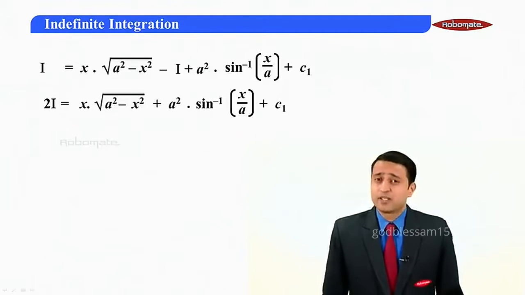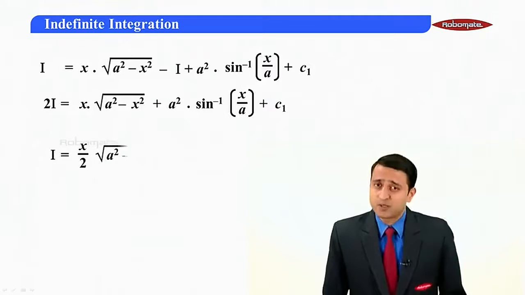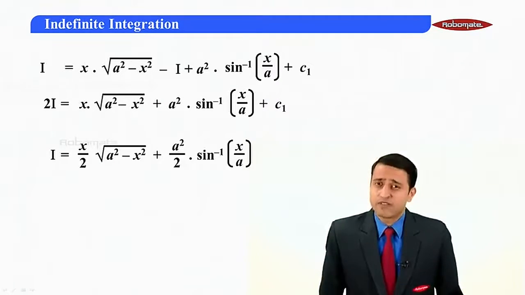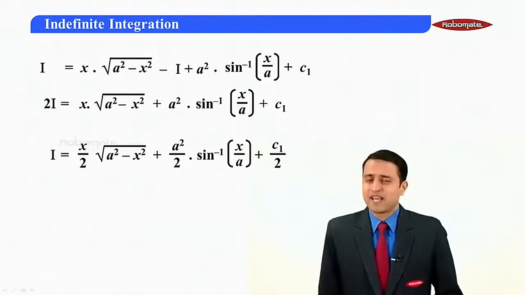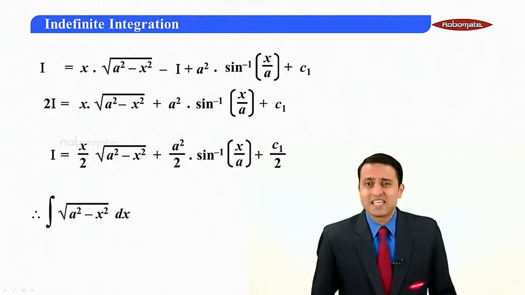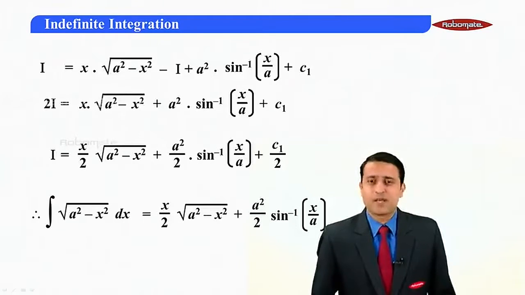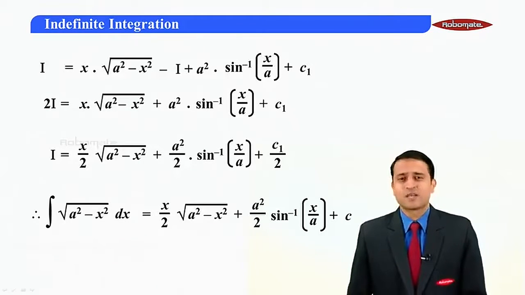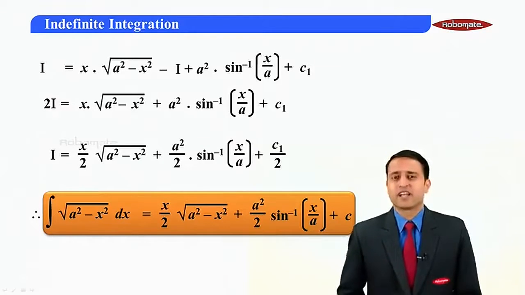Now just divide by 2 to get the value of I. So we'll get I is equal to x by 2 root of a square minus x square plus a square by 2 sine inverse of x by a plus c1 by 2. So in the next step, can I write integral root of a square minus x square dx is x by 2 root of a square minus x square plus a square by 2 sine inverse of x by a plus c, where c is nothing but c1 by 2. And this is what they had asked for, and that's our final answer.